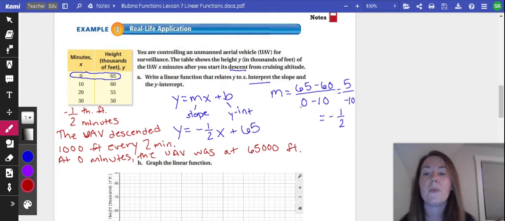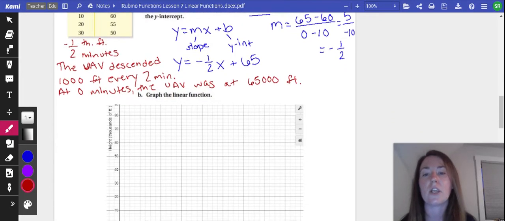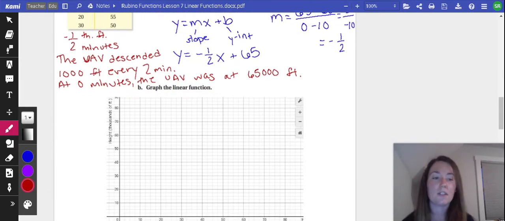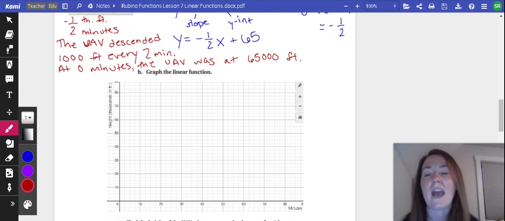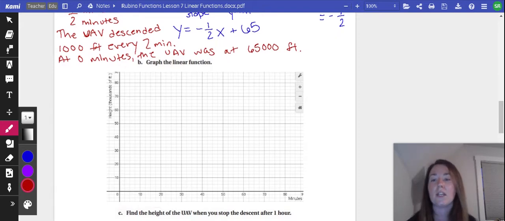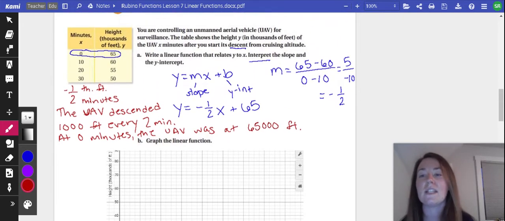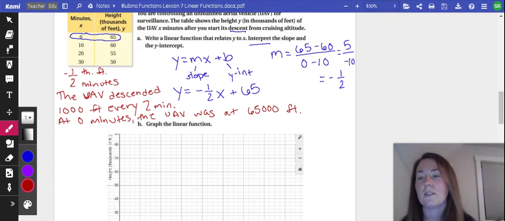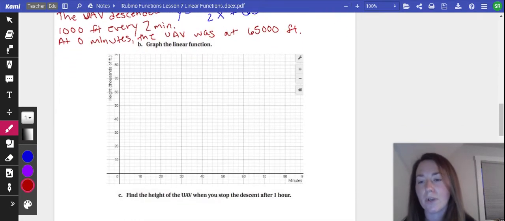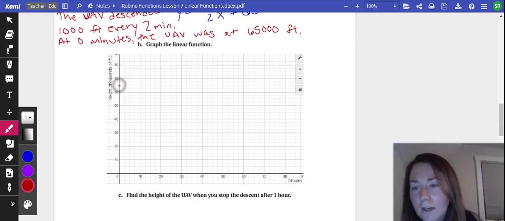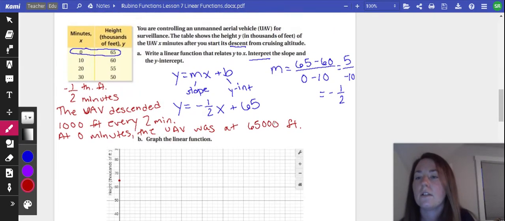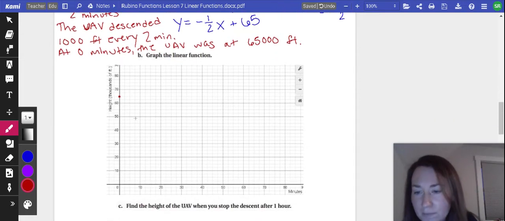And now in part B, we want to graph this linear function. Okay, so we're just taking all of the skills that we've previously learned and applying them to some real life problems here. So I have the equation already written. I have a table of points as well. I am now going to graph this. So the first point I'll put at (0, 65). It's right about here. Next we have (10, 60).